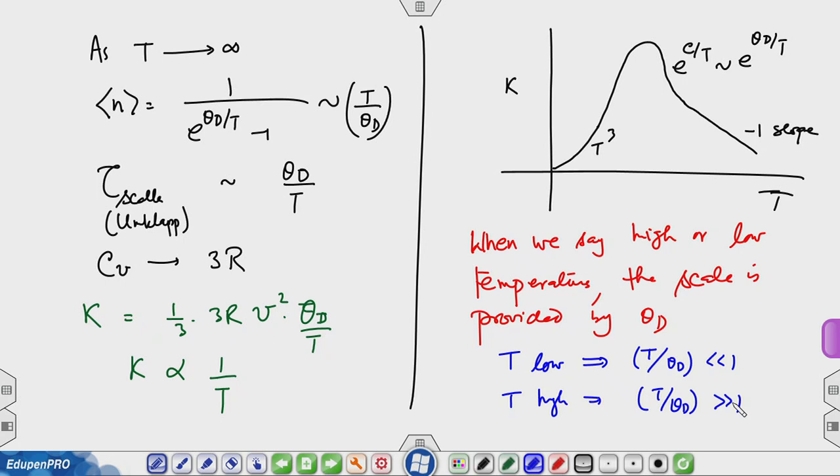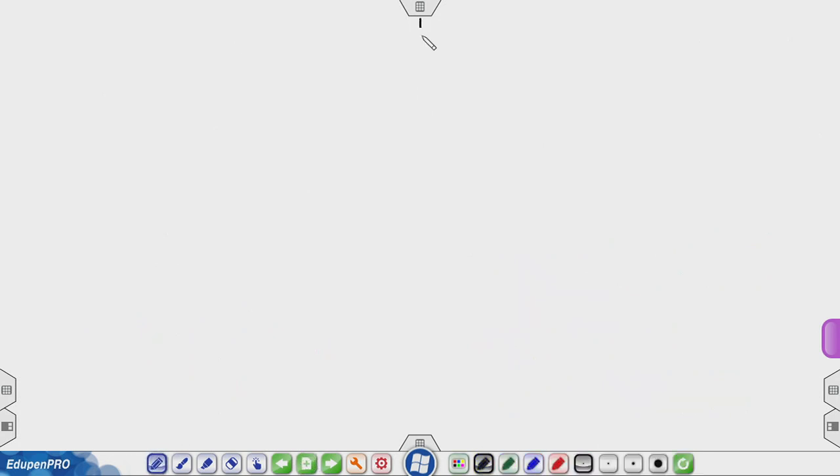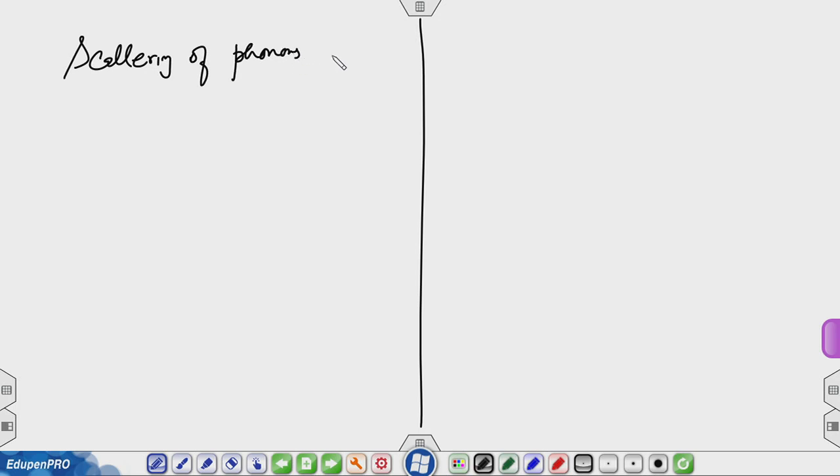So, we have taken care of boundary scattering, we have taken care of scattering of phonons due to phonons, and gotten this curve. The final thing that we need to learn about is impurity scattering. So, let us see what happens in that case.